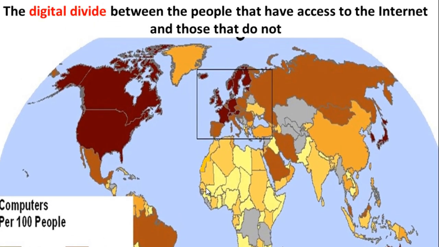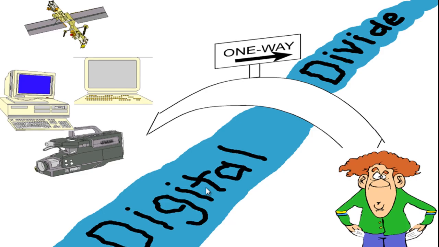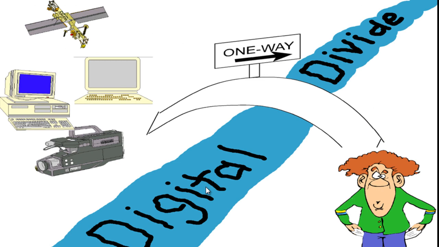So the digital divide is a concept used to refer to the discrepancy or difference between people in terms of accessibility to the internet and the computer in the world. This is another photo for the digital divide.